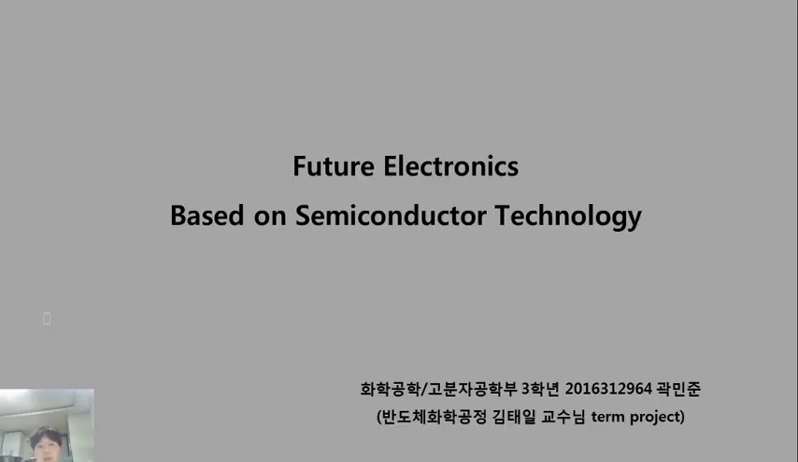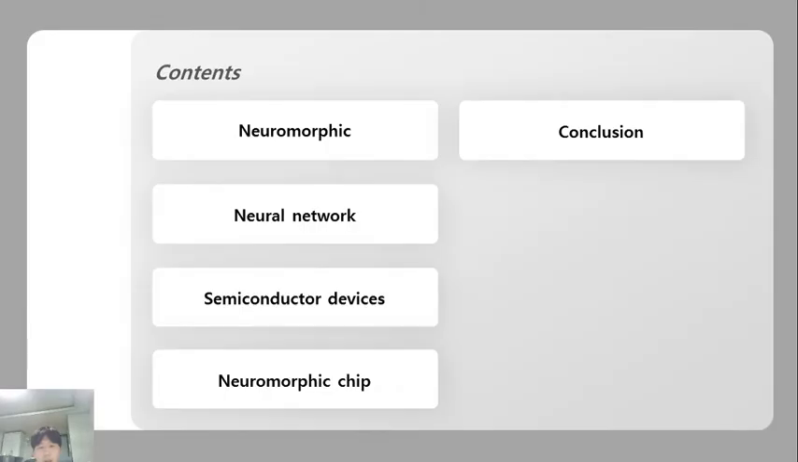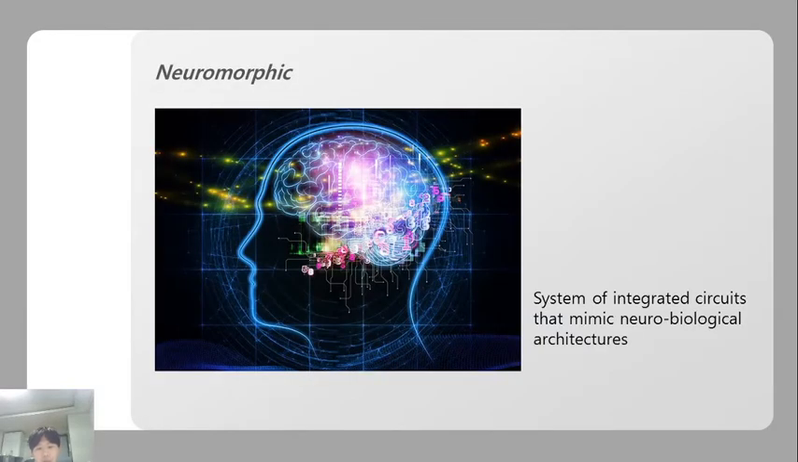Hello, now I will talk about the future electronics based on semiconductor technology. These are the contents. First, I will explain about the neuromorphic.